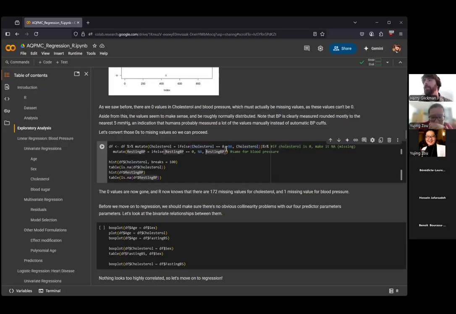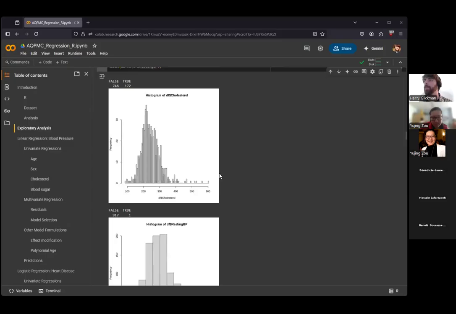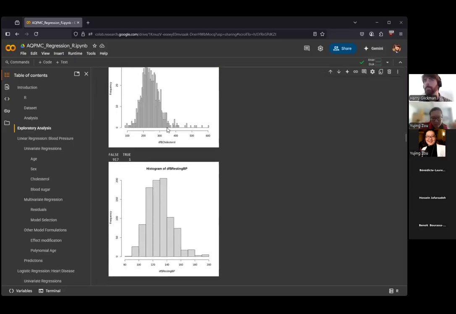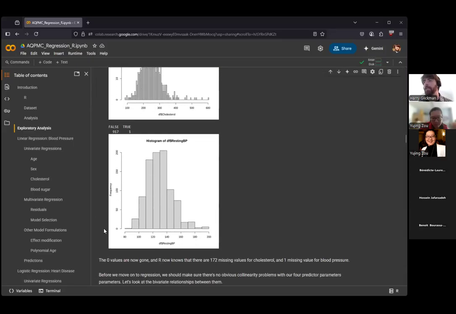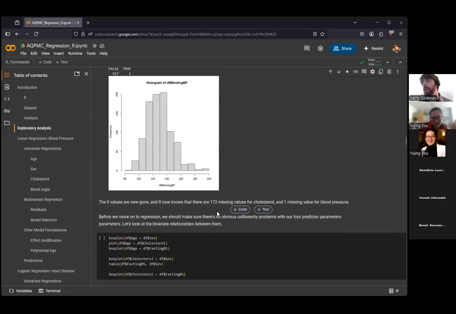So we're going to replace cholesterol with missing if it's zero, same for blood pressure. And then we're going to replot and make sure everything worked nicely. So now R knows that there's 172 missing values for cholesterol. So that's good. And we get this more normal looking curve of the cholesterol values that remain. And then same for blood pressure. We've eliminated that zero value and we get a more normal looking distribution.